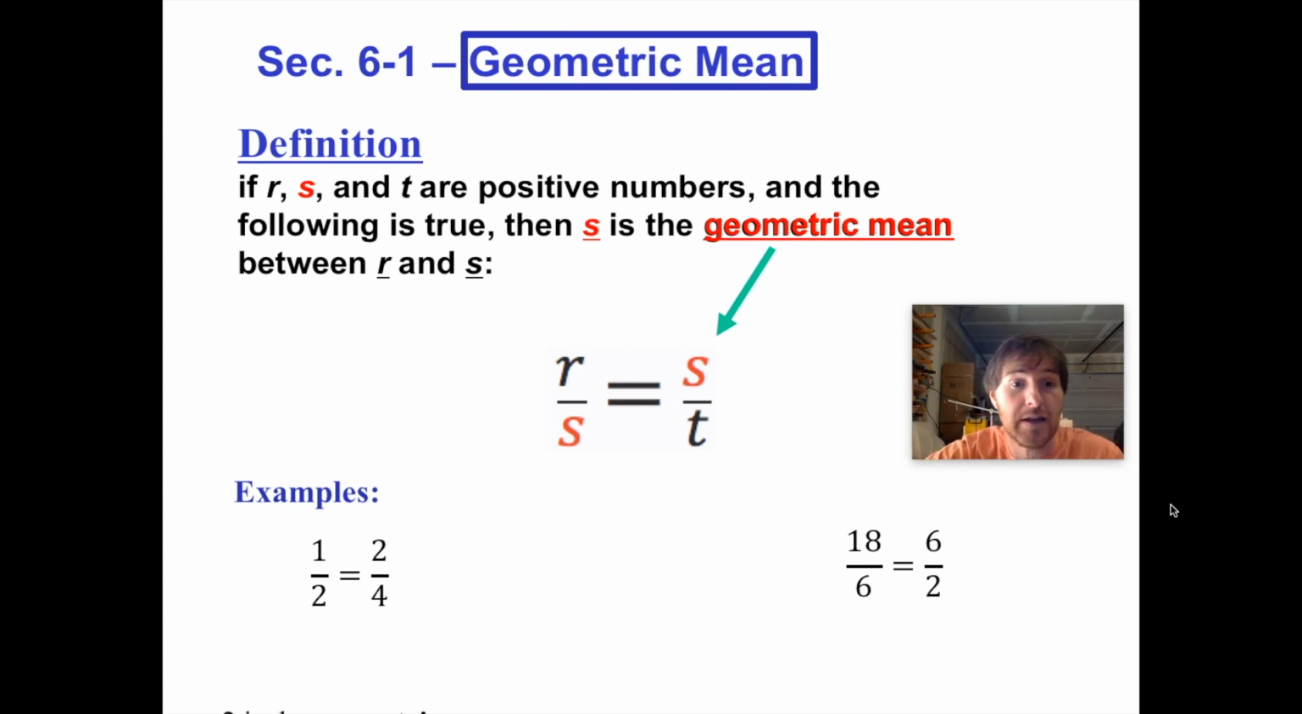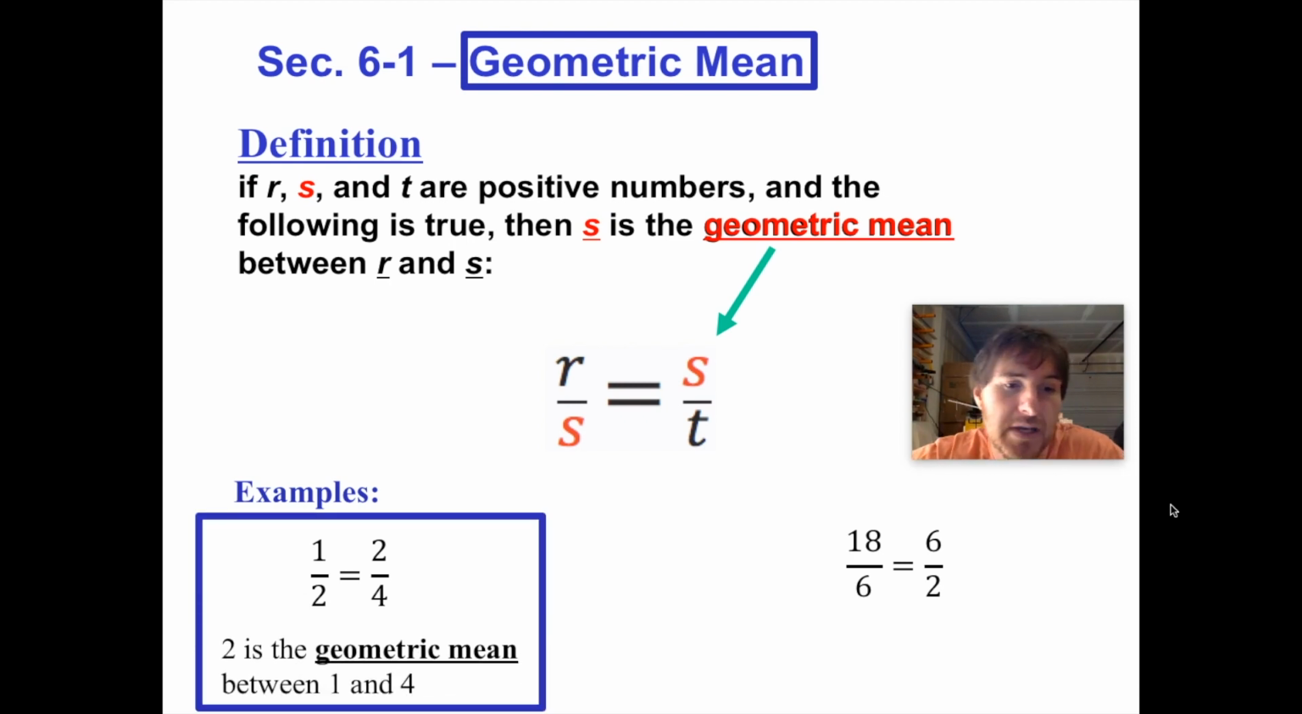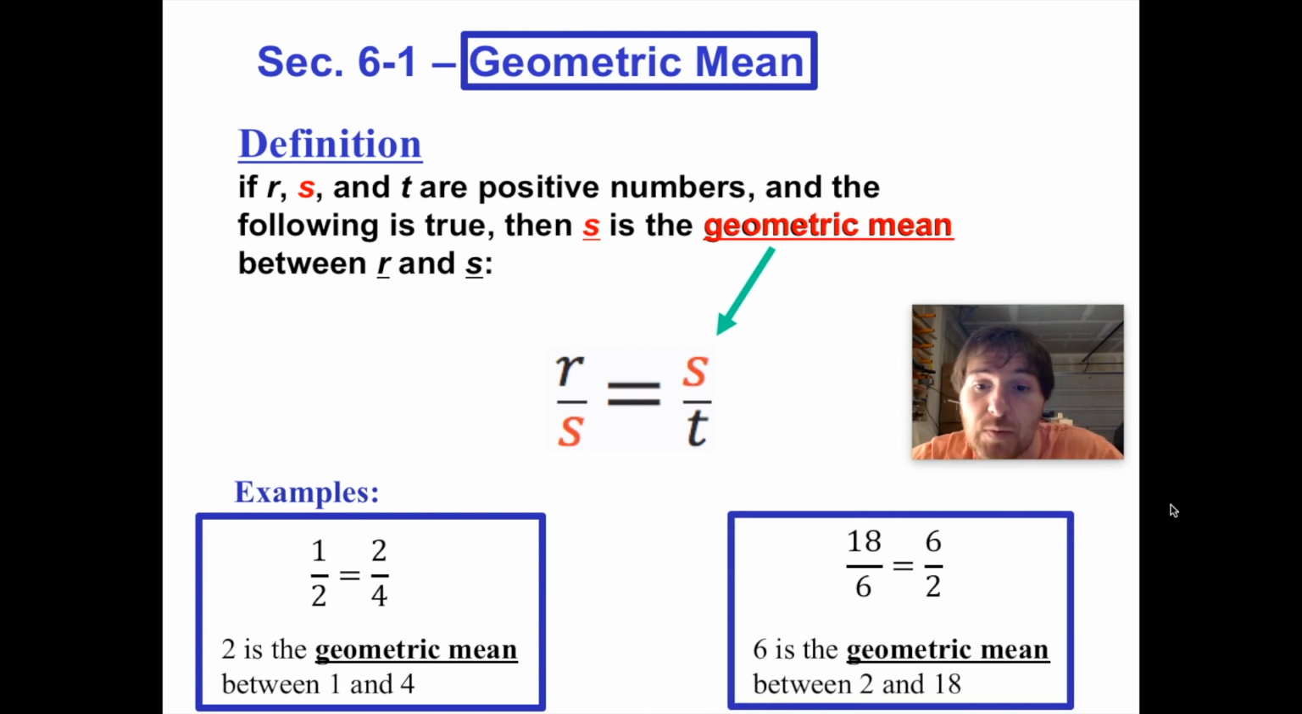So let's look at this one right here. 2 is the geometric mean between 1 and 4, because 1 over 2 is the same ratio as 2 over 4. We'll look at that in the next slide. Here, 6 is the geometric mean between 2 and 18.